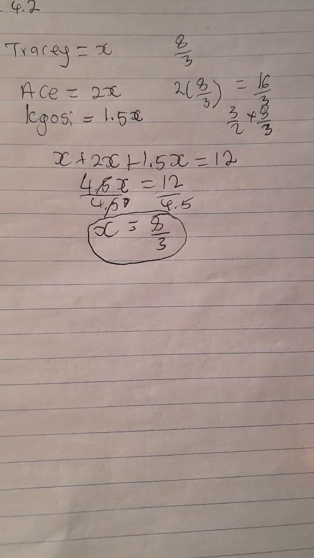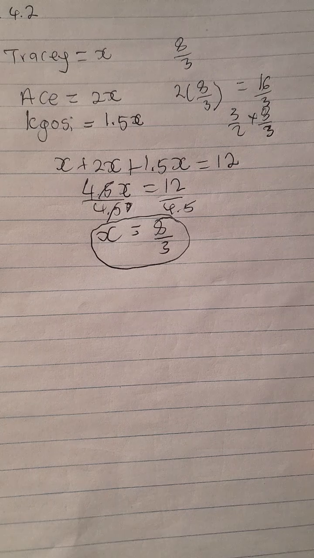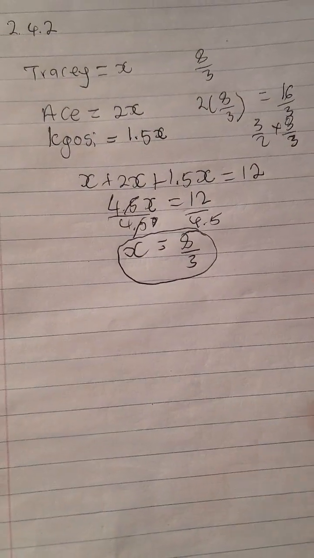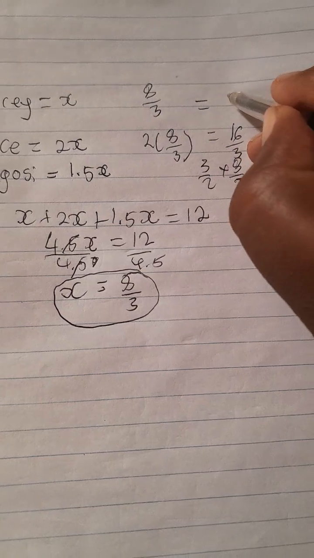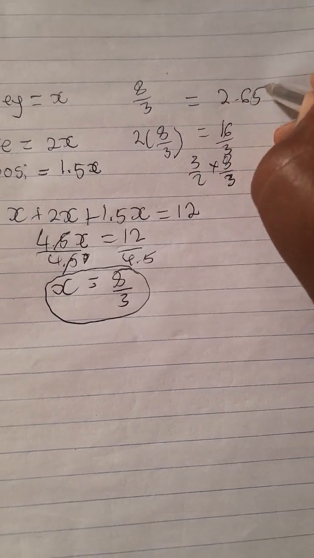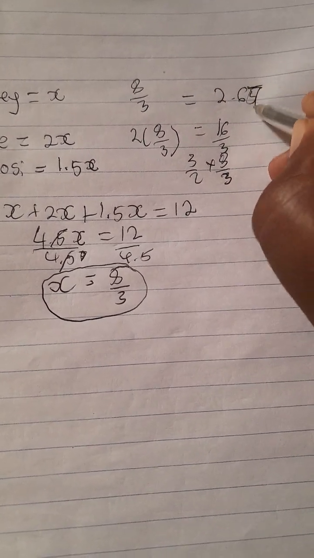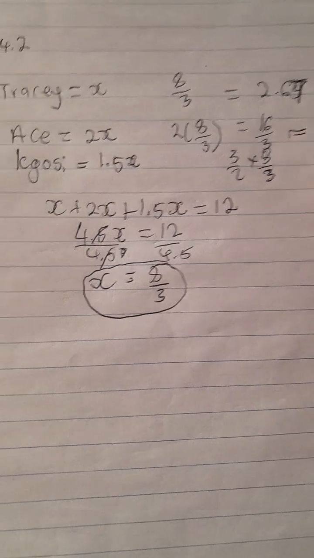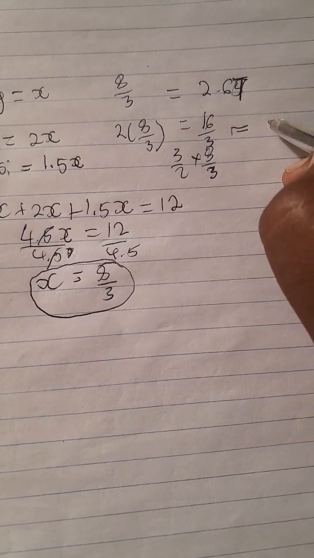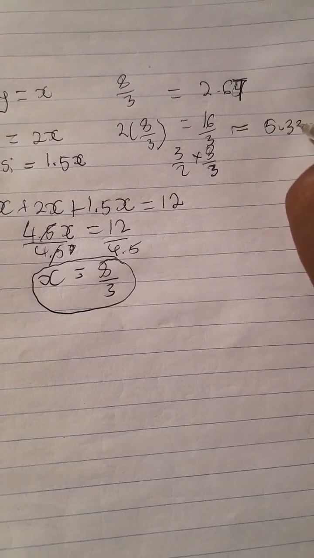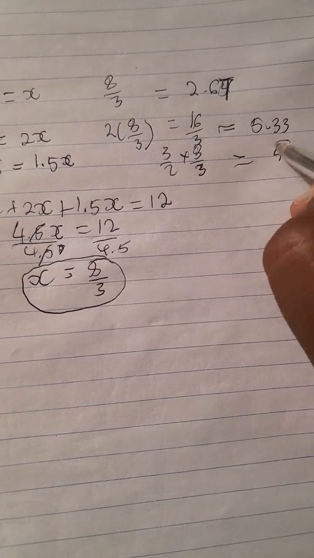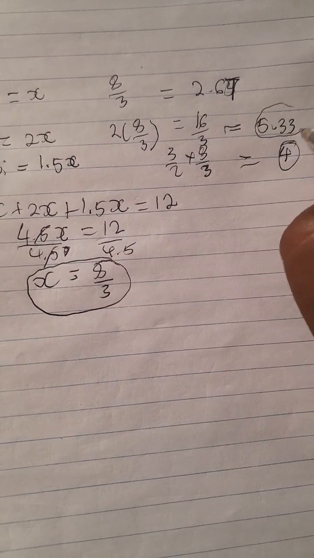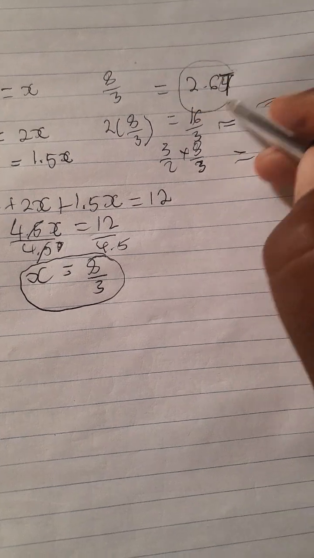So in terms of the decimal for Tracy, guys, for Tracy, 8 all over 3 is the same as 2.67. So punch your calculator there. As for Ace, that will be 5.333, correct to 2 decimal places. As for Khosi, this will be 4. Yes, he ate 4 slices. This 5.3 and this 2.67.